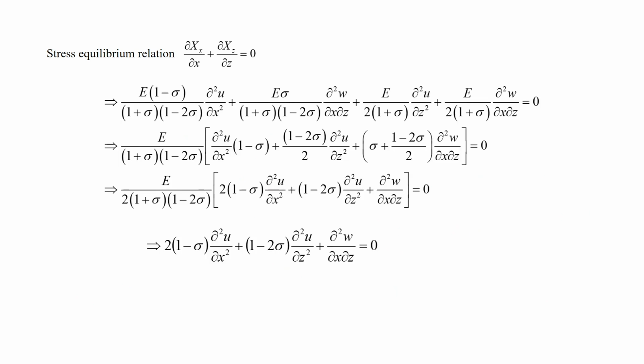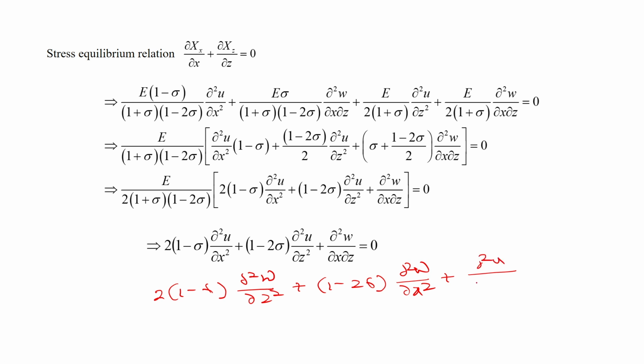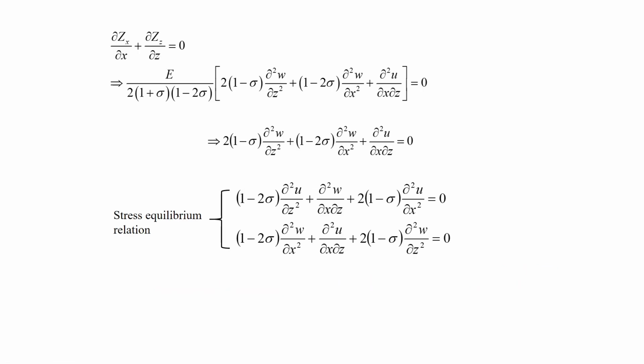Now, the other equation, from here I can read directly: 2 into 1 minus sigma, instead of u I will have w here, instead of x I will have z here, plus it is 1 minus 2 sigma, and then instead of u I will have w here, instead of z I will have x here, plus instead of w I will have u here, and here it is del x del z, that is equal to 0. I can directly write it, right. So, I have these two stress equilibrium relations, and I will also have this compressibility relation.